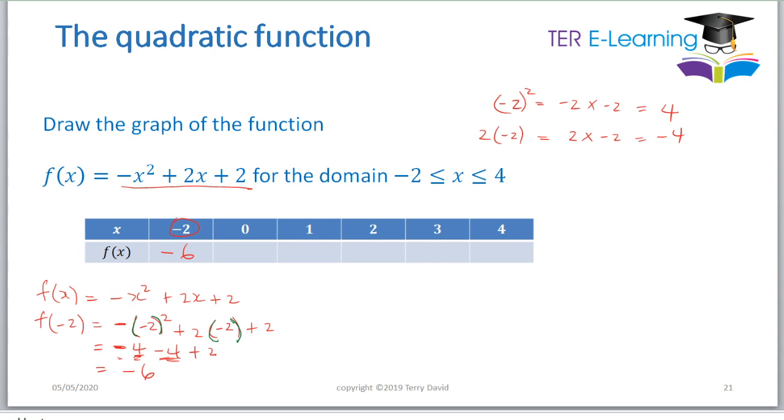Alright, so I see lots of y'all getting 2. So we want to work out f of 0. Alright, f of 0 is easy to work out. That's minus x squared, so it's minus 0 squared plus 2 multiplied by 0 plus 2. So this is minus 0 squared gives me 0, 2 by 0 gives me 0, plus 2. So therefore this answer here is simply 2. So f of 0 is 2. I want you all to give me f of 1.